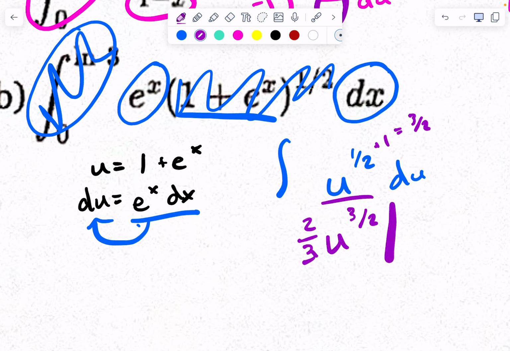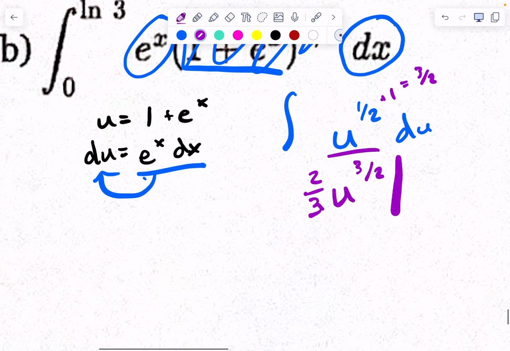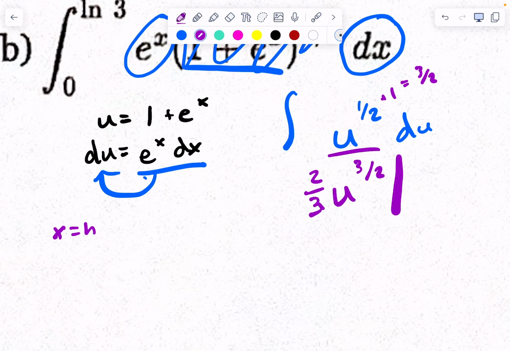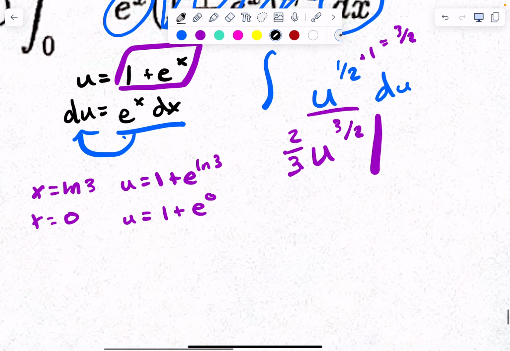Now I have to plug my numbers in, except my numbers are not going to be 0 and ln of 3. Why? If x is ln 3, and x is 0, I want 1 plus e to the x. So u will be 1 plus e to the ln 3, and u equals 1 plus e to the 0. This comes out really nice. What is e and ln? They cross out. This cancels out. 1 plus 3, u is 4.